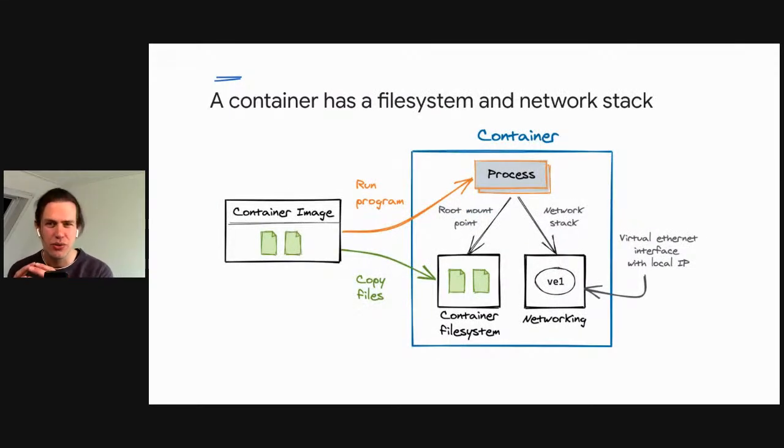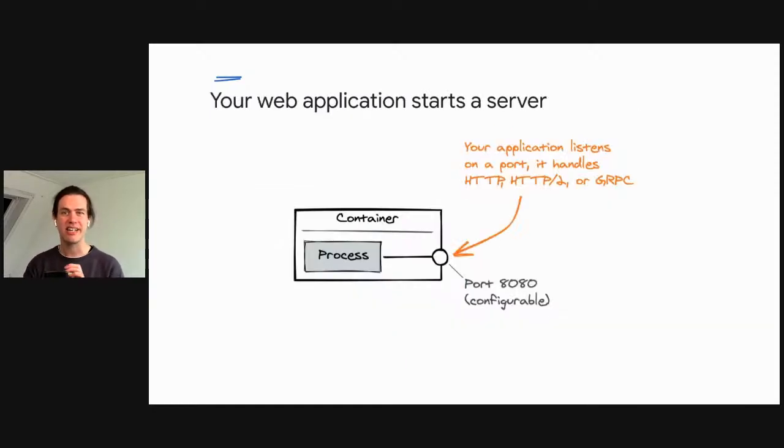So a running container has 2 other important characteristics. There are more, but these 2 are really important to help you make sense of this. First, the files from the container image are used to create a private file system for the container. So these are all the files your application will see. Second, your application has access to a virtual private network interface with a local IP. What this means is that you can always open a port and listen for incoming connections. And that's exactly what Cloud Run expects your web application to do. It wants you to listen on port number 8080 to handle HTTP requests, or HTTP2 and gRPC.